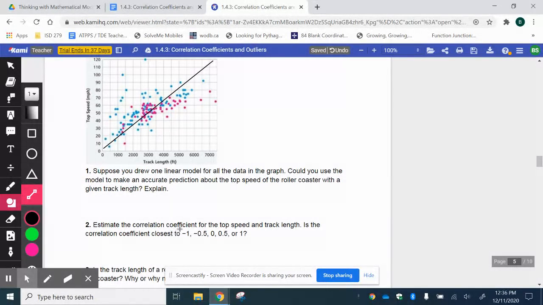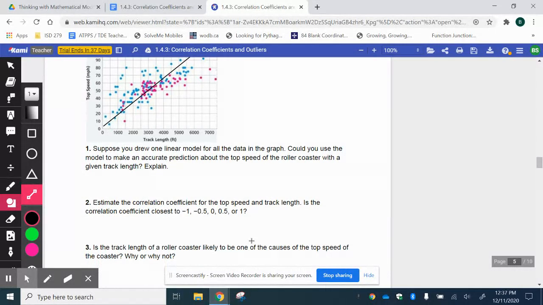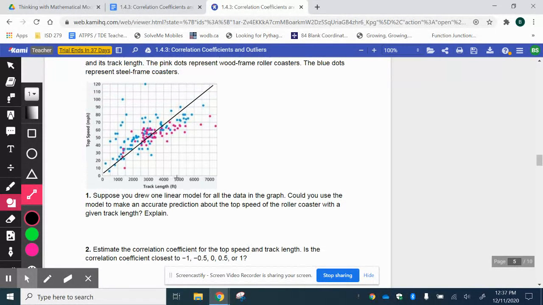Number 2, estimate the correlation coefficient for the top speed and track length. Is it closest to -1, -0.5, 0, 0.5, or 1? And is the track length of a roller coaster likely to be one of the causes of the top speed of the coaster? So as the track length goes up, what does that tell you about the speed? Is the track length a part of the top speed?